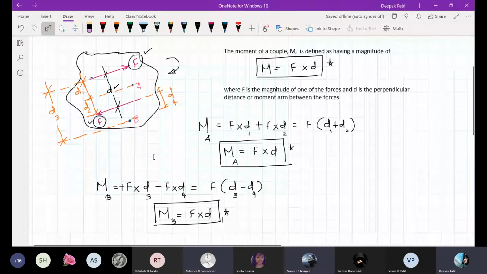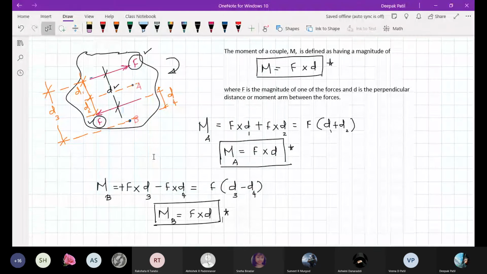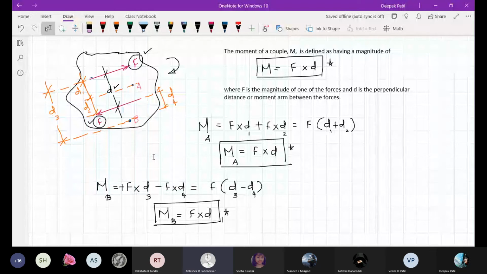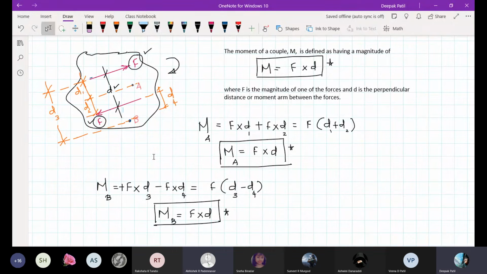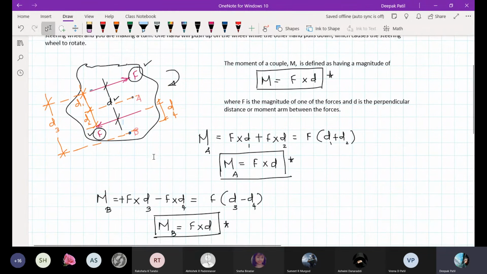Excuse me, sir. What if the forces applied are different, sir? For example, 5 Newton and 10 Newton. In that case, they are actually not called couples. I told you earlier.